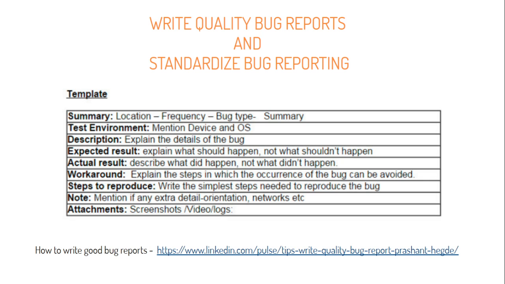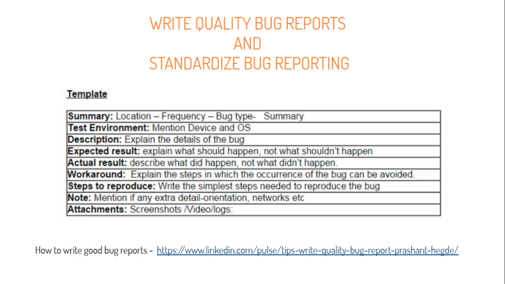The next thing that I want to talk about is writing quality bug reports and standardizing bug reporting. One of the most important traits of a tester is to write a quality bug report. This is the most important trait, and it is often overlooked by testers.